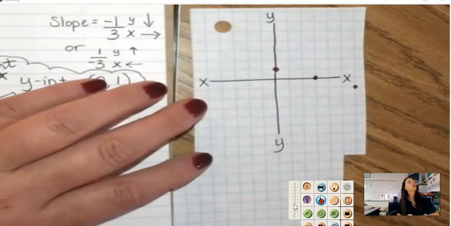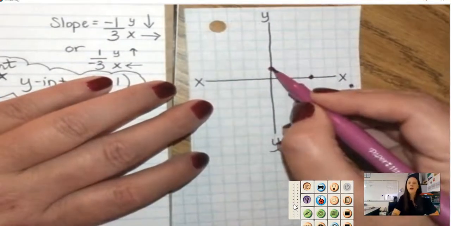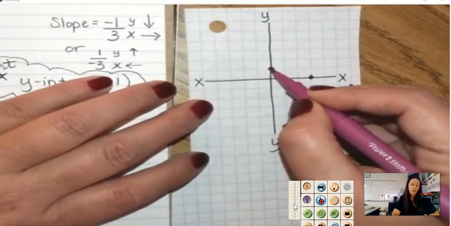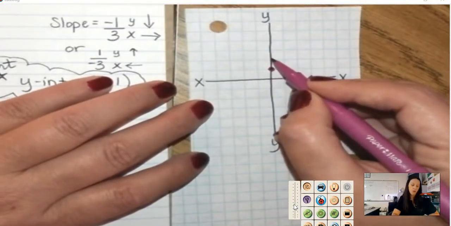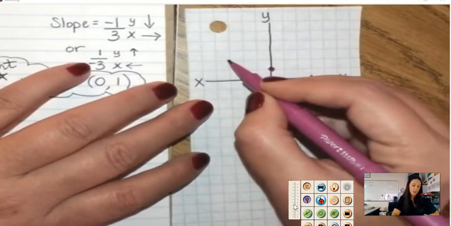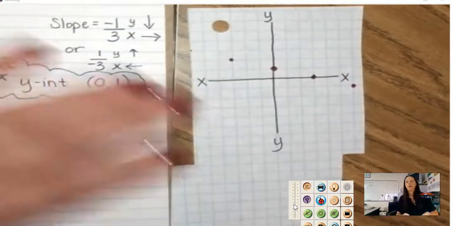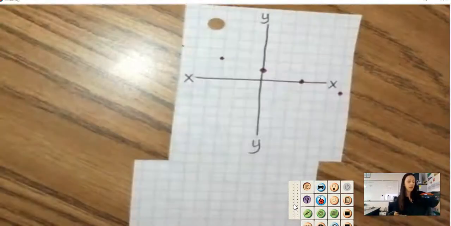Okay, I also want to show you the second one where we did positive y over negative x. So start at your y-intercept, go positive 1, so we're going to go up 1 unit, and now we're going to go backwards 3. 1, 2, 3, up 1, backwards 3. It should still make a straight line if you're doing it correctly.